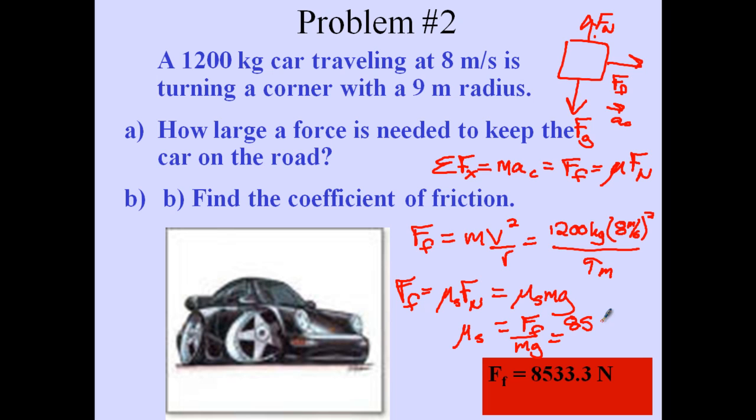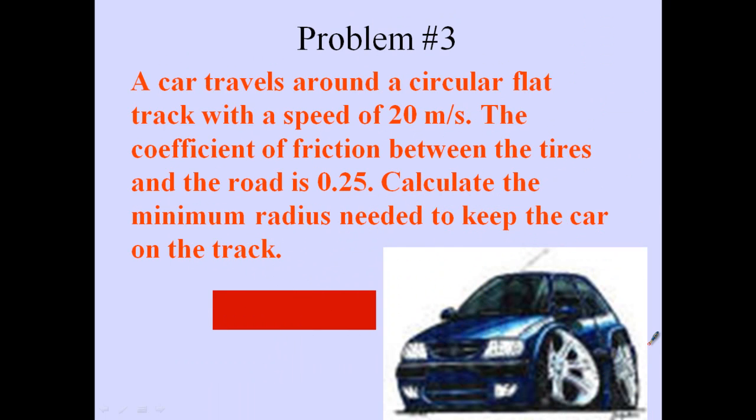So 8,533 divided by 1,200 times gravity. And you get our mu sub s of 0.726.